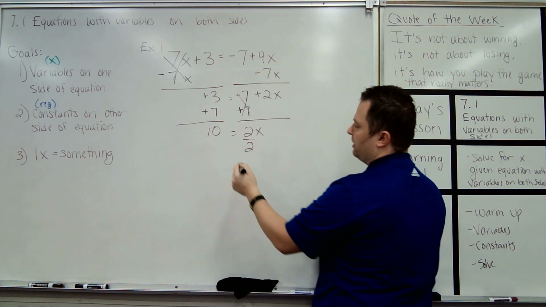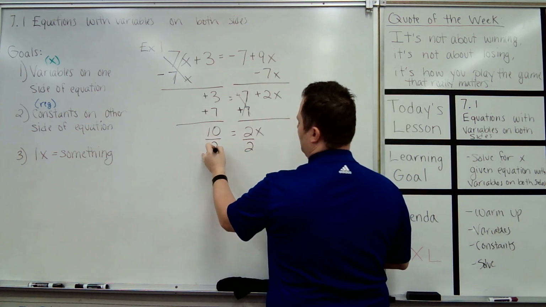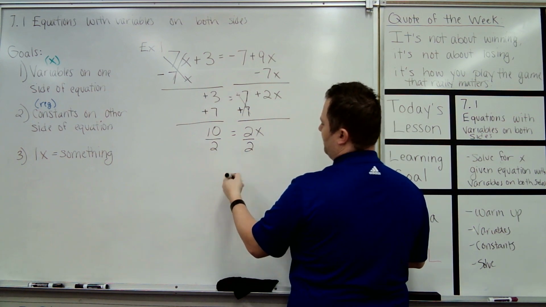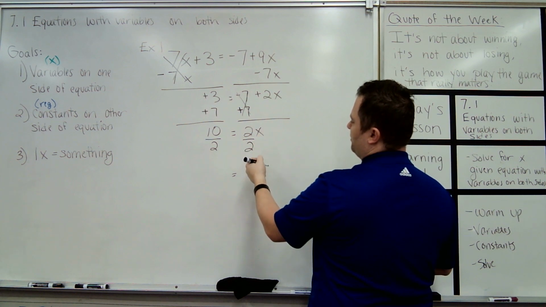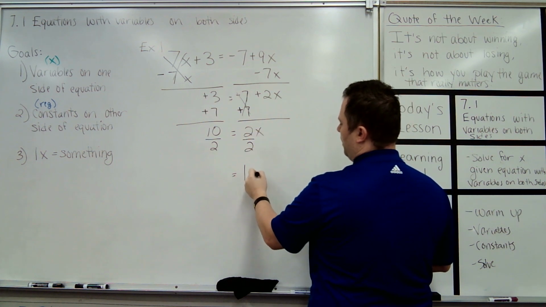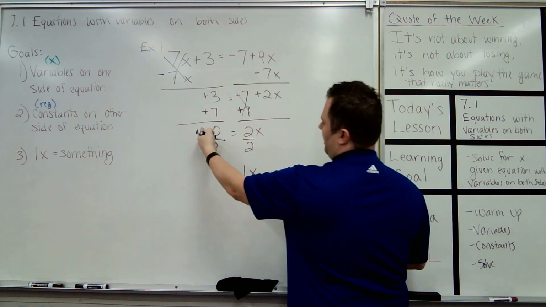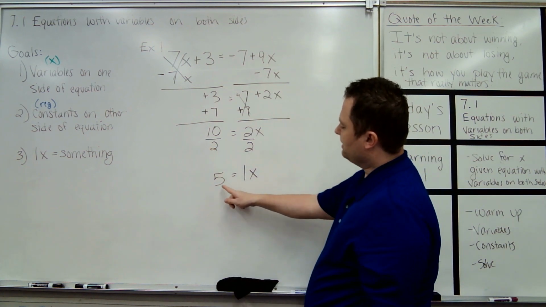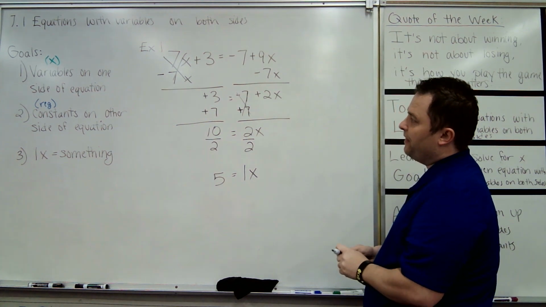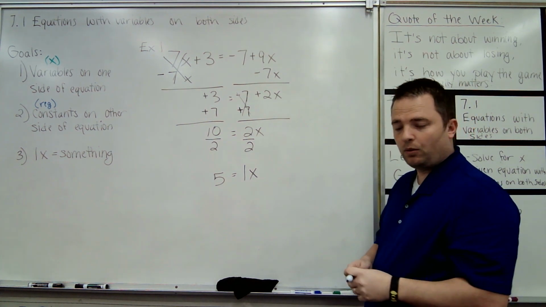I'm using the opposite operation. Whatever I do to one side, I have to do to the other. If I do, I can maintain that both sides are equal. 2x, 2 times x divided by 2. 2 divided by 2 is 1, so I have 1 times x. 10 divided by 2 is 5. 1x is equal to 5. And this is the solution that I'm looking for.